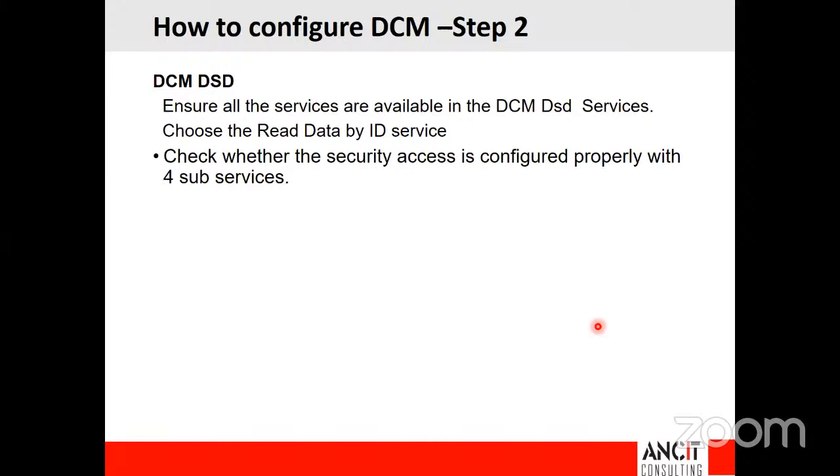So whether it's properly configured. Once you're done with that step, the next step is to check whether the security access is configured properly. It will have 4 sub-services. You have to check whether it is configured properly, that is sending key, seed, all those things. This is what you're going to do in the DCM DSC. That is the second layer.